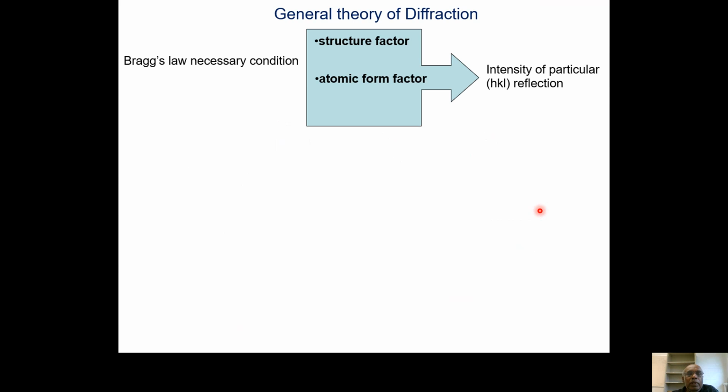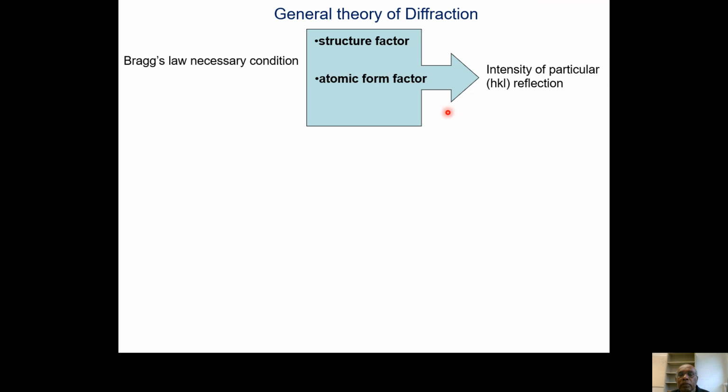Now let's look at some general theory of diffraction. One thing you need to understand is what we are going to introduce. There are two things we have to be familiar with: something called the structure factor, also the atomic form factor, and then something called the geometrical factor. These determine the diffraction position or the angle, as well as the intensity of a particular reflection.